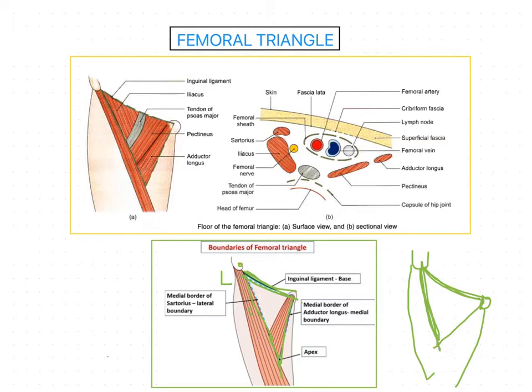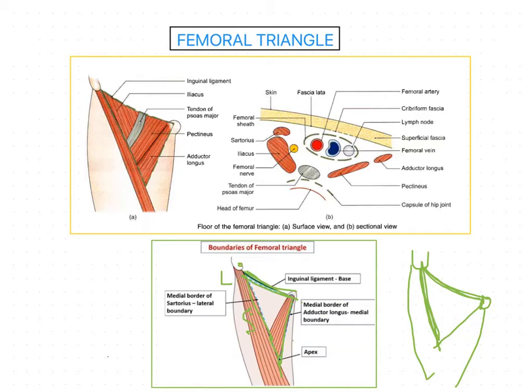So the femoral triangle has a base and apex. The base is formed by the inguinal ligament and the apex is directed downwards and is continuous with that of the adductor canal, and the lateral border is formed by the medial border of sartorius, and the medial boundary is formed by the medial border of adductor longus. Okay, so these are the boundaries.